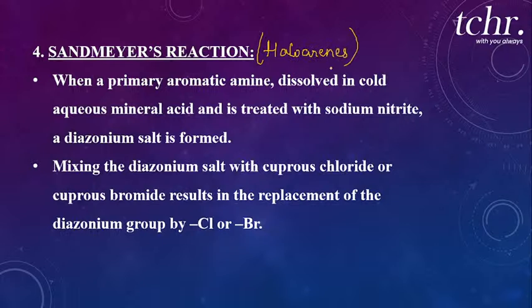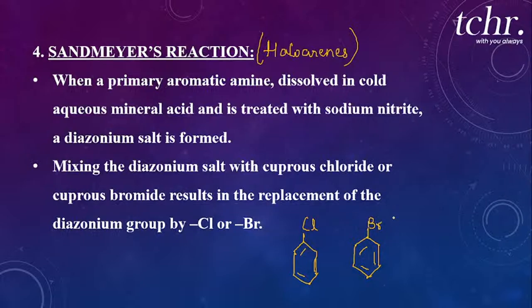In previous examples you saw the preparation of haloalkanes, and now through Sandmeyer's reaction we are going to prepare haloarenes. Haloarenes means what? We can prepare chlorobenzene, that is C6H5Cl, or we can prepare bromobenzene through Sandmeyer's reaction.